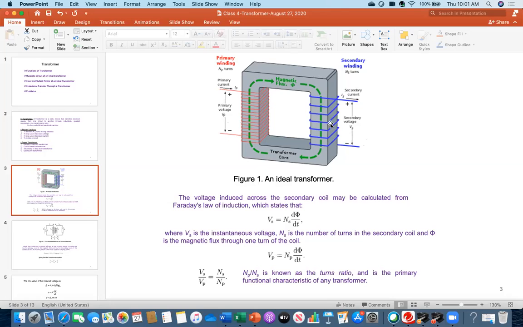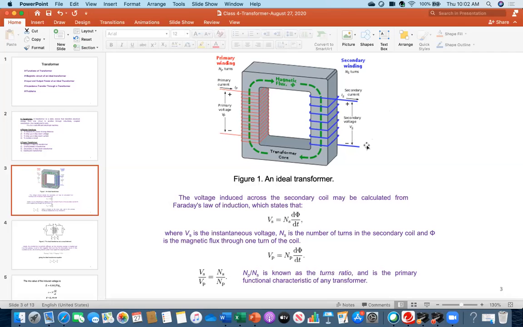Now, because we are discussing the transformer, we applied the AC voltage, which is time varying. Consequently, it produced time varying flux. Therefore, voltage will build up on the secondary side, that is the Vs. And then if you connect a load at the secondary side, then the current will flow.